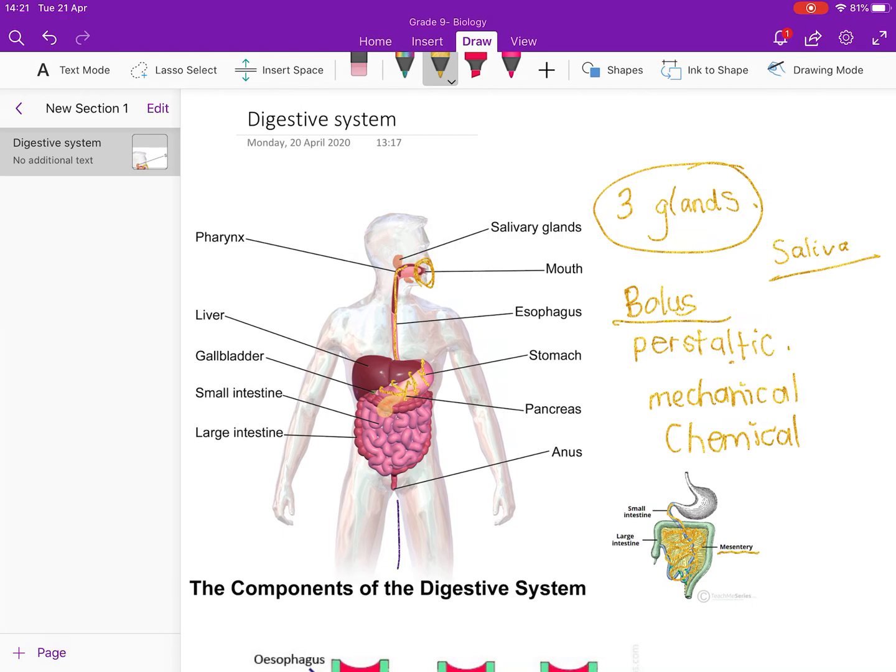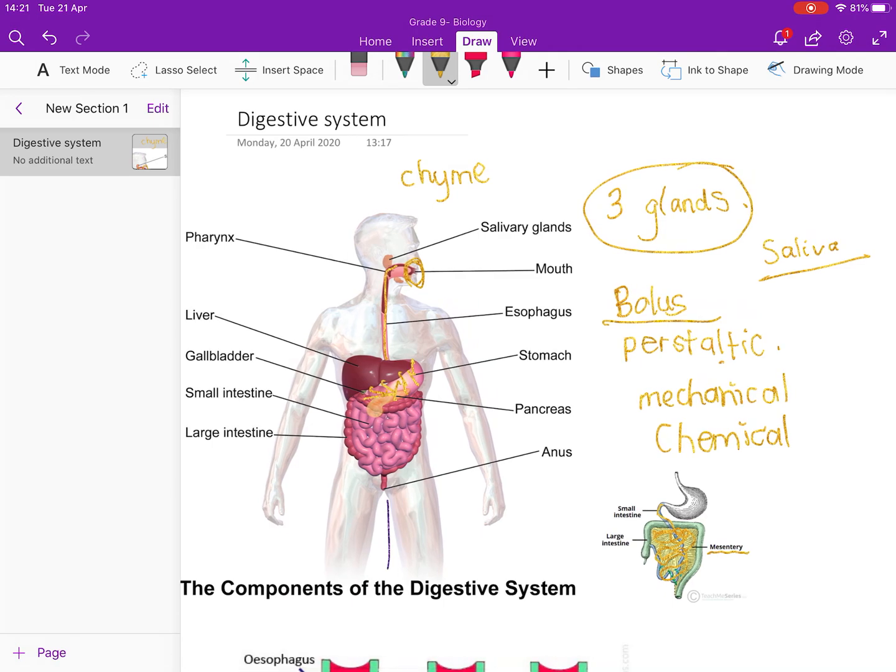So after this mechanical and chemical digestion, chyme is formed. Now chyme is a liquid-like substance of the food. So the food has been taken from a solid form into a more liquid form. This chyme then moves into the small intestines. So from the stomach, it goes into the small intestines, which is this layered organ over here.